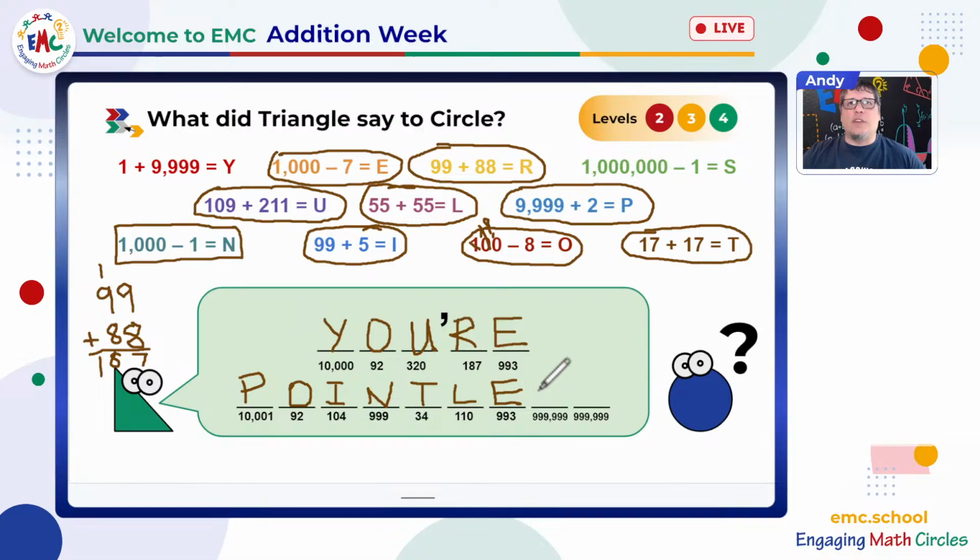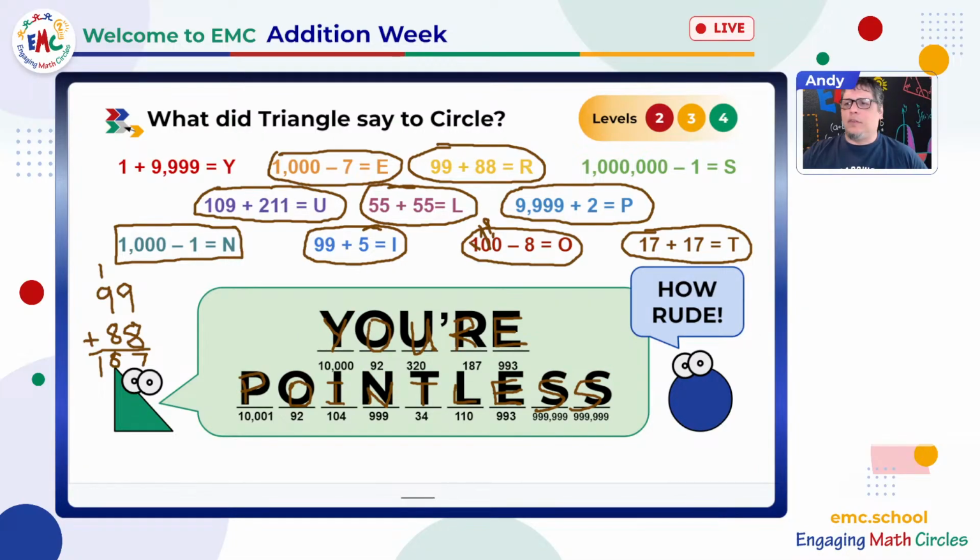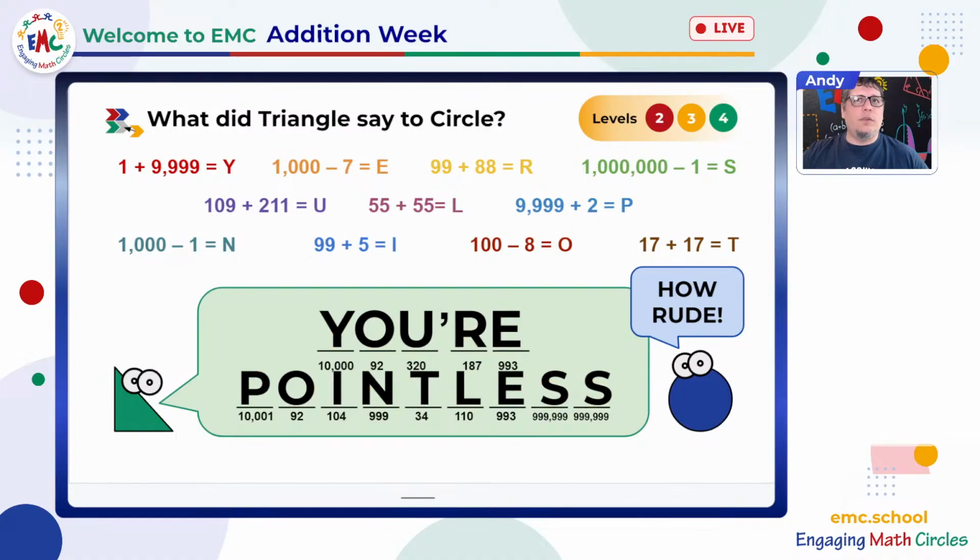What did this triangle say to the circle? You're pointless. Well, that's right. You're pointless. How rude. How rude, says circle. Okay, one more warm-up.